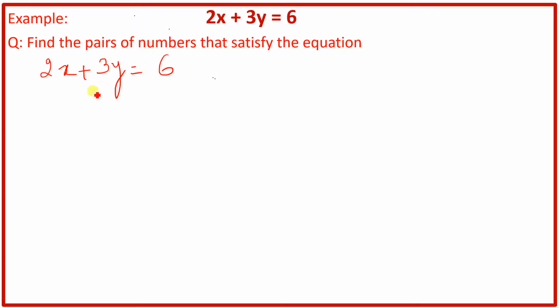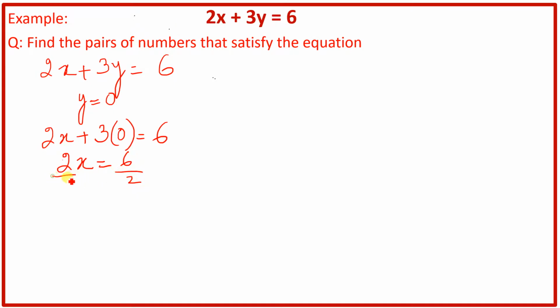First we will suppose y is equal to 0, then we can solve for x. So 2x plus 3, and instead of y we consider 0, is equal to 6. So 0 multiplied by 3 is 0, and 2x is equal to 6. We want only the value of x, so we divide by 2, and x is equal to 3. So that is one solution pair. I will write the solution pair here. If we consider y is equal to 0, always write the value of x first.